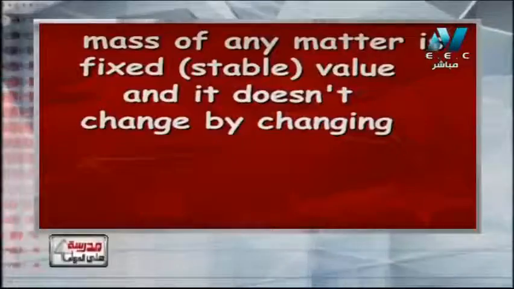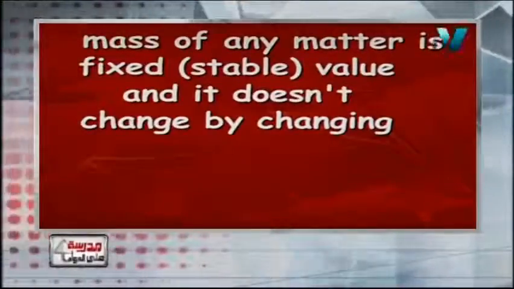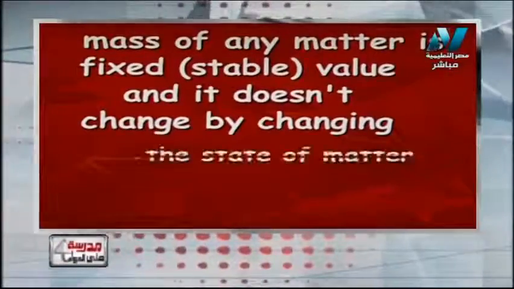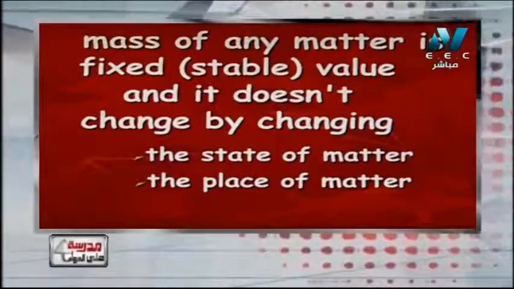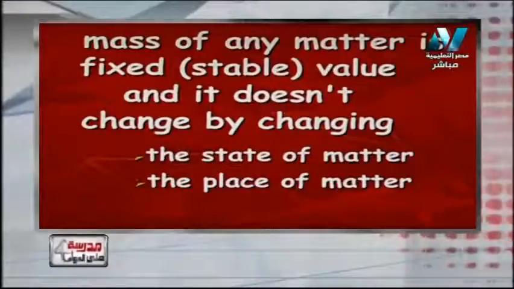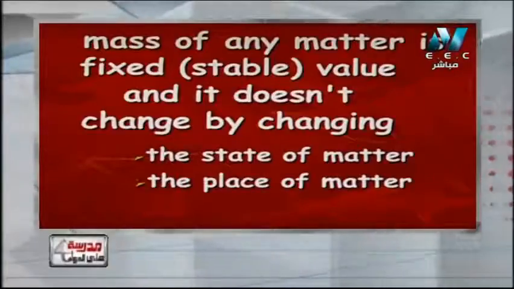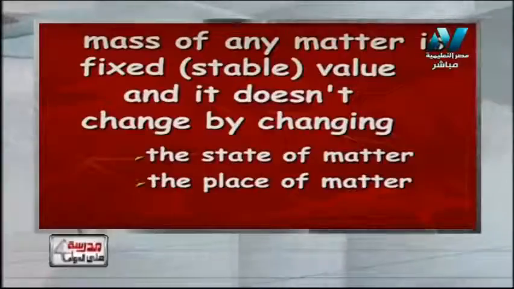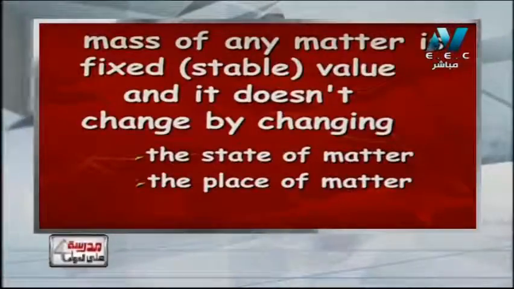Another property of mass: mass of any matter is a fixed or stable or constant value and it doesn't change by changing the place or the state of matter. هنا ده بيلخص كل اللي قلته عن الماس. Mass of any matter، كتلة أي مادة، is a fixed stable value and it doesn't change by changing the state of matter or the place of matter.